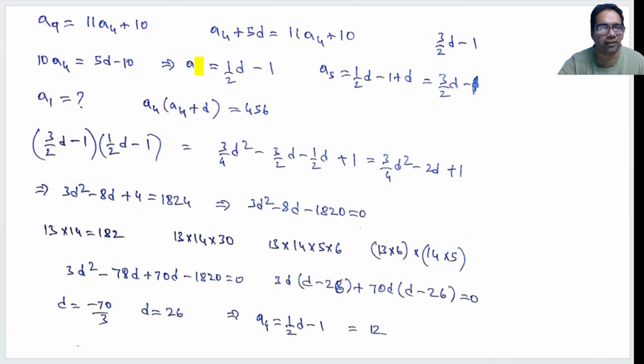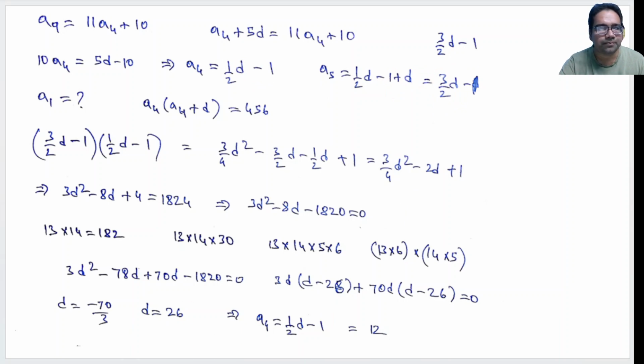Then what is A5? A5 should be A4 plus D, right? A5 and A4 are next to each other. A5 should be A4 plus D, half D minus 1 plus D. What will it become? Half D plus D, which will become 3 by 2 D minus 1. We know A4, we know A5.